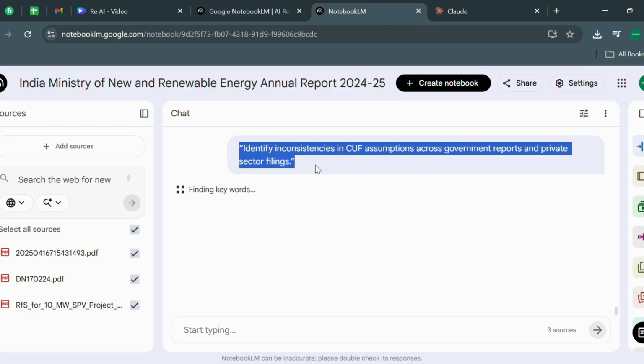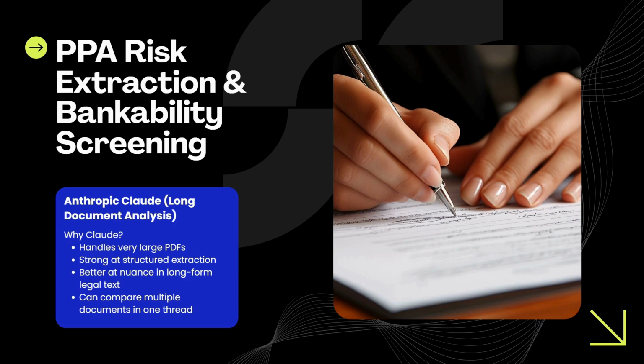Now we come to task number two, that is PPA risk extraction and bankability screening. Have you heard about Anthropic's Claude? One of the most famous AIs today in the finance industry. Its ability for long document analysis is amazing. Claude handles very large PDFs, is strong at structured extraction, is better at nuance in long-form legal text, and can compare multiple documents in one thread. But of course it has limitations and it can ask you to pay something.